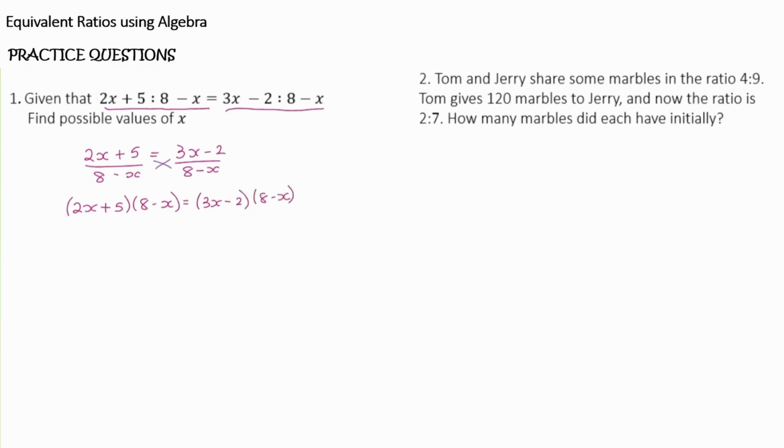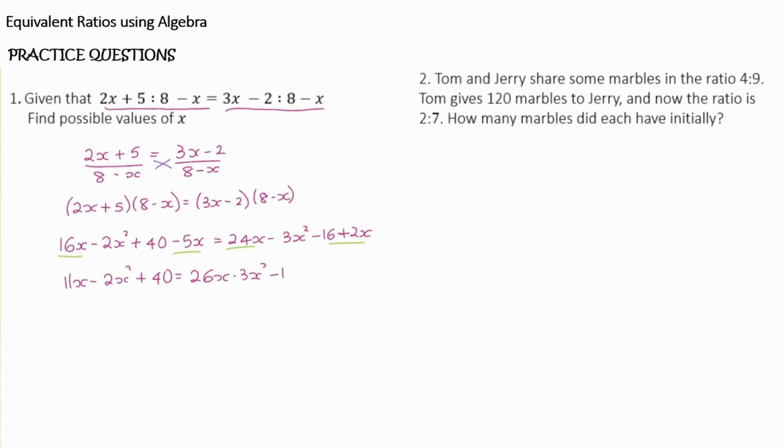So we will have (2x plus 5) times (8 minus x) is equal to (3x minus 2) times (8 minus x). If we then expand the brackets, we will have 16x minus 2x squared plus 40 minus 5x is equal to 24x minus 3x squared minus 16 plus 2x. We can then collect the like terms on each side. So on the left-hand side, we can do 16x minus 5x, which gives us 11x minus 2x squared plus 40. And on the right-hand side, we have 24x plus 2x, which gives us 26x, and we can write minus 3x squared minus 16.